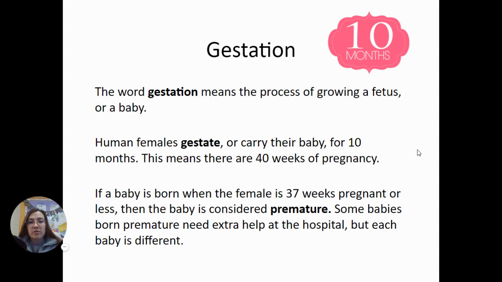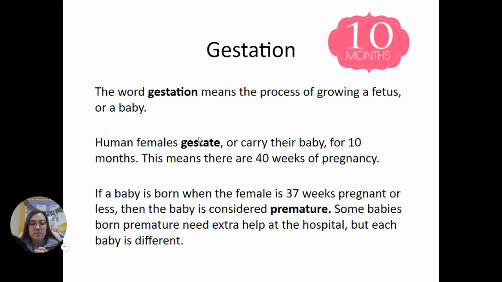Finally, I want to talk about gestation. So the word gestation means the process of growing the fetus. So humans gestate or carry their baby for 10 months. Wait a second, 10 months? Yes, 10 months. This means there's 40 weeks of pregnancy, okay? We hear 9 months a lot. And that's just because not everybody makes it to 10 months, okay?